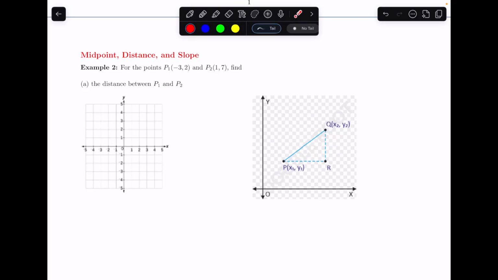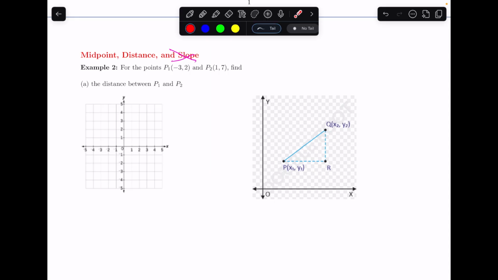In this video, we are going to talk about how to find the midpoint and distance between 2 points. We won't talk about slope though, so that's a typo there. So let's get right into an example. For the points, I'm labeling this first point P1, and the coordinates are -3, 2. The second point P2 is 1, 7.